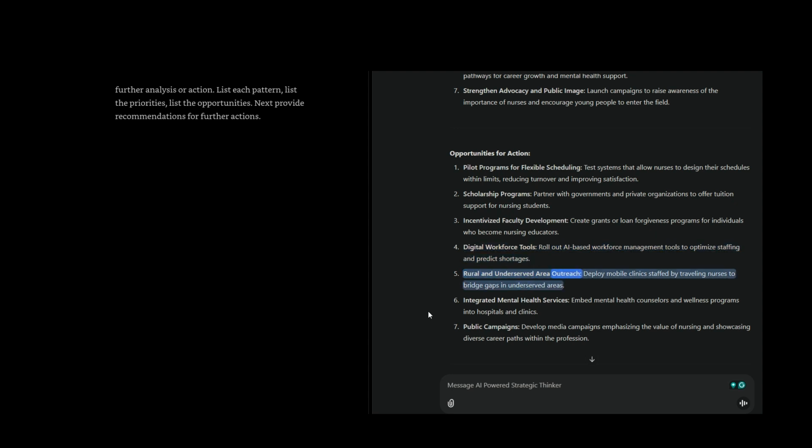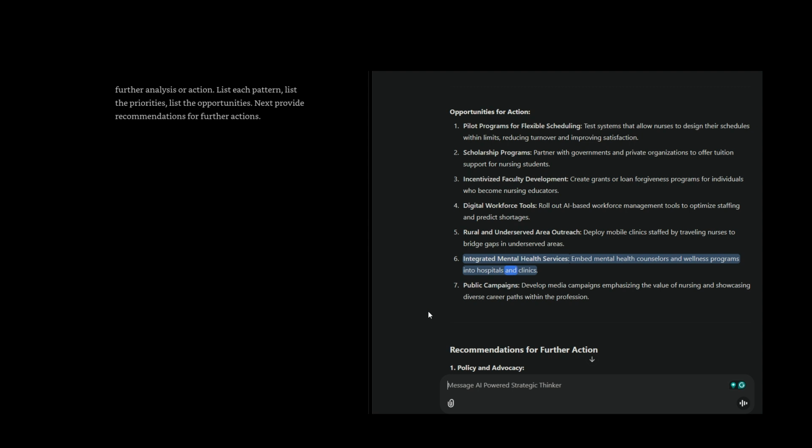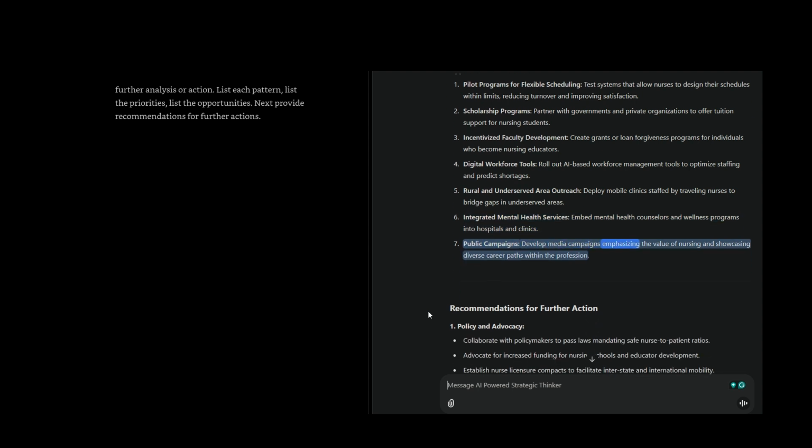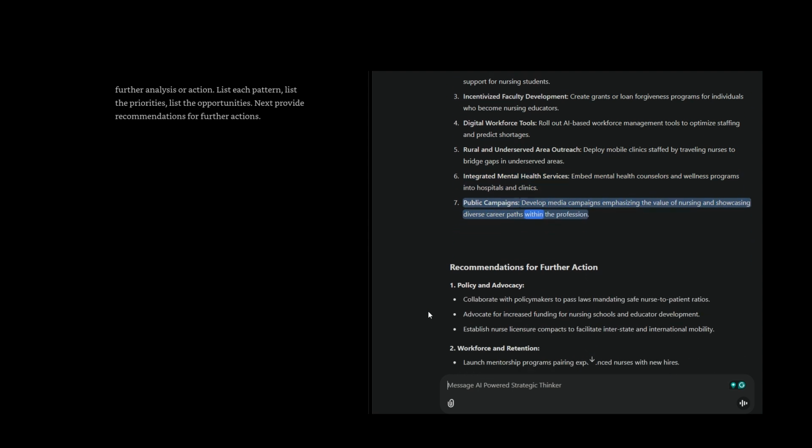Rural and underserved area outreach: deploy mobile clinics staffed by traveling nurses to bridge gaps in underserved areas. Integrated mental health services: embed mental health counselors and wellness programs into hospitals and clinics. Public campaigns: develop media campaigns emphasizing the value of nursing and showcasing diverse career paths within the profession.